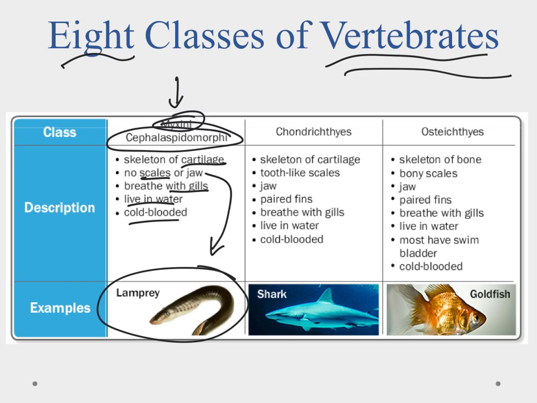Next up are the fun guys. These are the chondrichthyes. These also have a skeleton of cartilage, but these guys are going to have a little bit more to them. They'll have scales, and these scales are going to be almost tooth-like. They're called denticles because they're made of the same material as teeth. These do have a jaw. They have paired fins. They'll breathe with gills.